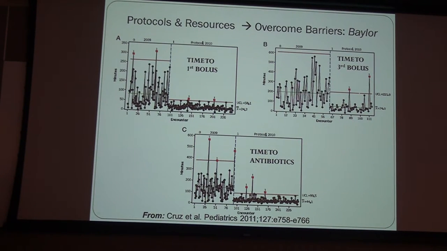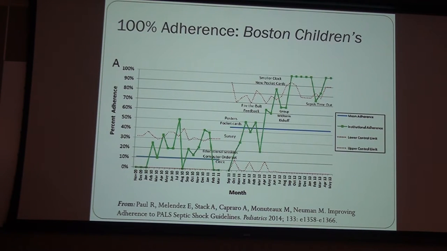And so you can see that after doing this, and this seems overly ideal to me, their findings, this is time to first bolus, they're all over the place, as high as over 300 minutes, and they get down to less than 50 minutes on average after they implement. Time to third bolus, similarly, they're getting at least within 70 to 80 minutes for most of the patients, and time to antibiotics got a lot faster as well. So at Boston Children's, where we looked at that study from 2012, where they had only 19% adherence up front with the whole bundle, they were able to achieve 100% adherence.